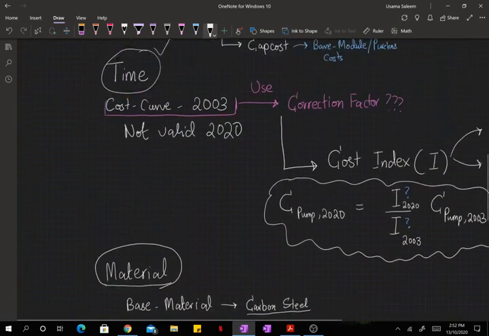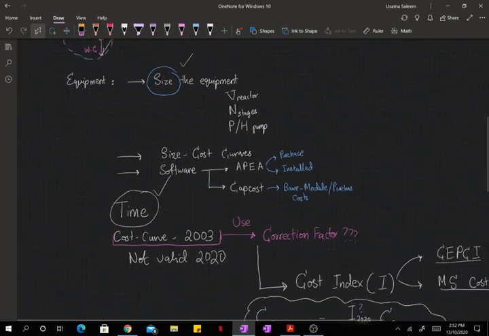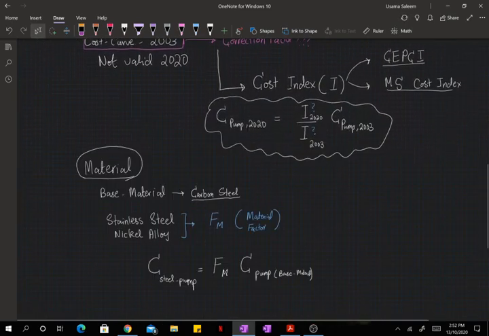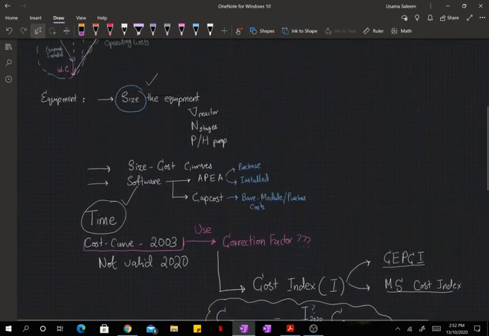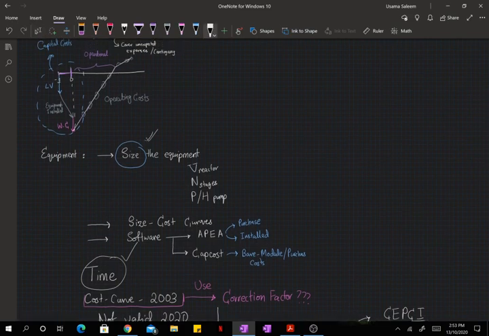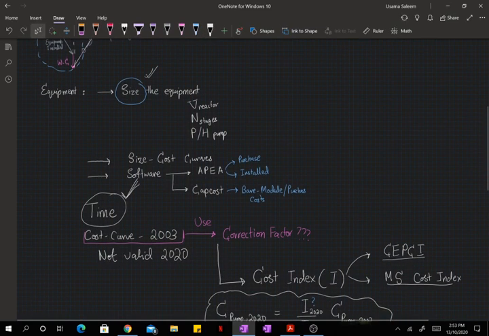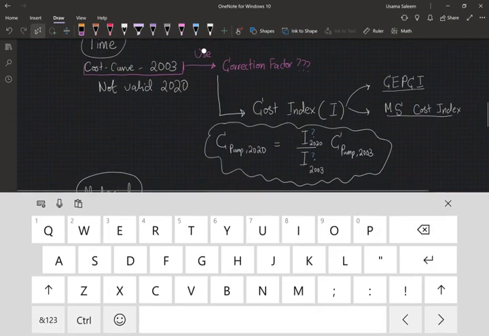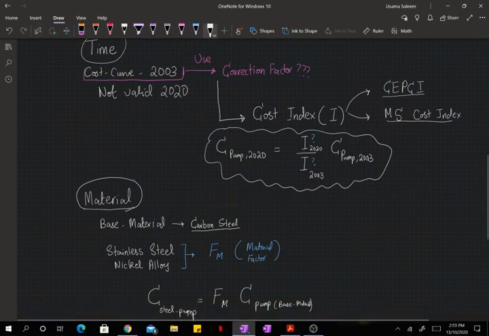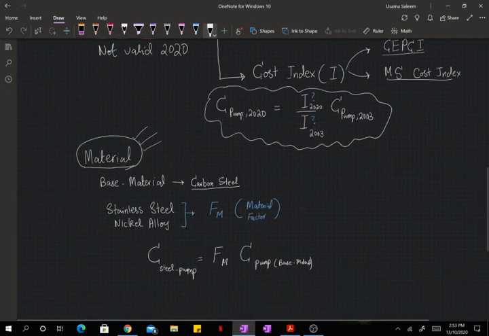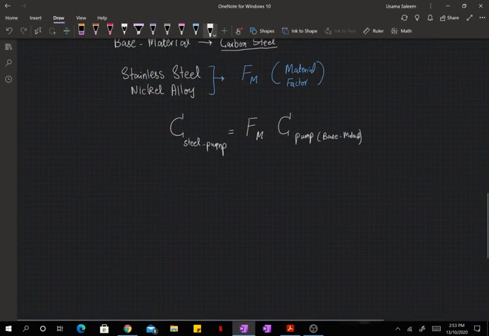So we've gone over the equipment cost extensively. If you know the size of your equipment, you want to take care of the time dependence of your costs, and we know how to take care of the impact of using different materials on our costs. Now, before I finish off with equipment costs, I'm just going to leave you with a shortcut method.